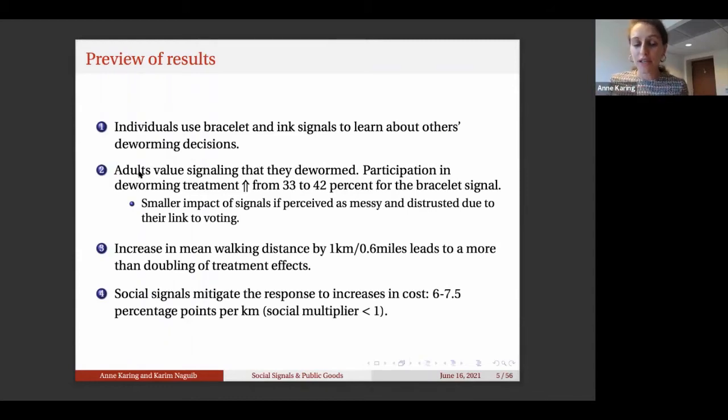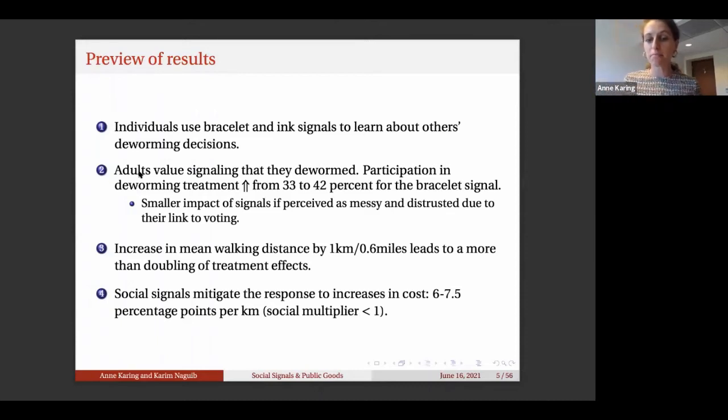Thirdly, speaking to the social multiplier effects that we're interested in, an increase in the cost of deworming, as measured by the mean walking distance that people have to take to take up deworming treatment, of about 1 kilometer leads to a doubling of the treatment effects of the signaling incentives. And what we learned from this is that we're going to put a bit more structure on this problem to actually correctly estimate these social multiplier effects.